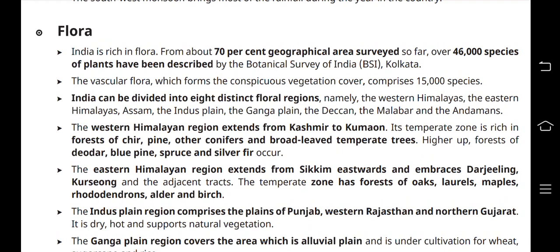The Western Himalayas region extends from Kashmir to Kumaon. This temperate zone is rich in forests of chir, pine, other conifers and broad-leaved temperate trees. Higher up, forests of deodar, blue pine, spruce, and silver fir occur. The Eastern Himalayas region extends from Sikkim eastwards and embraces Darjeeling, Kurseong, and the adjacent tracts. The temperate zone has forests of oaks, laurels, maples, rhododendrons, alder, and birch.